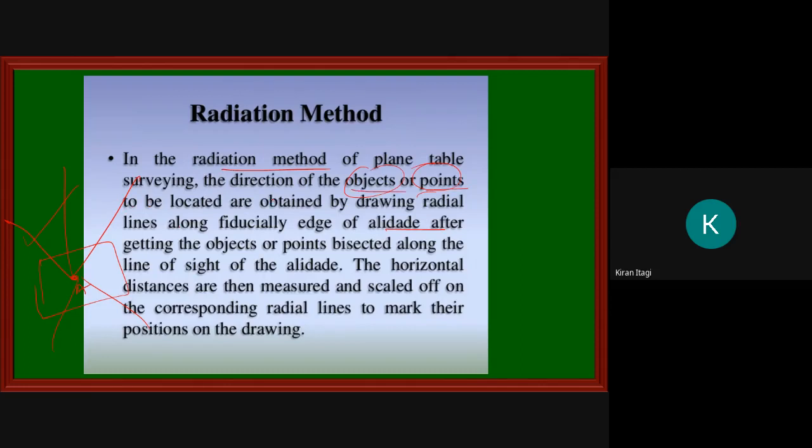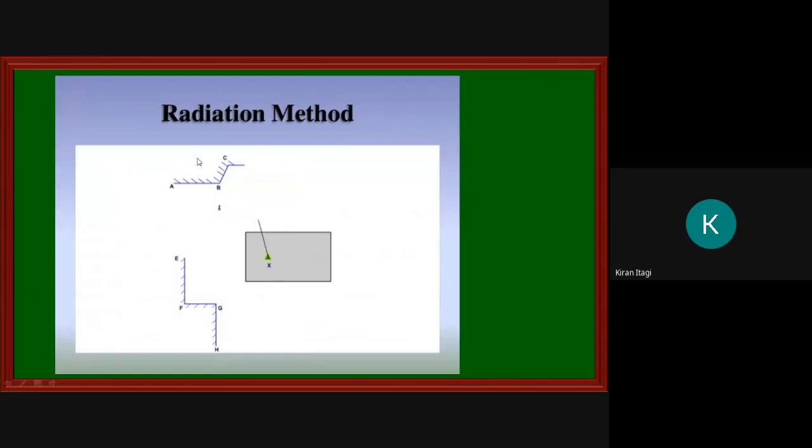Objects or points to be located are obtained by drawing radial lines along the fiducial edge of the alidade after getting the object or point bisected along the line of sight of the alidade. The horizontal distances are then measured and scaled off on the corresponding lines to mark their positions on the drawing. First, what we do, we will bisect stations A, B, C, D. Then we will take the measurements. Then we will convert them into the scale. This is the radiation method.